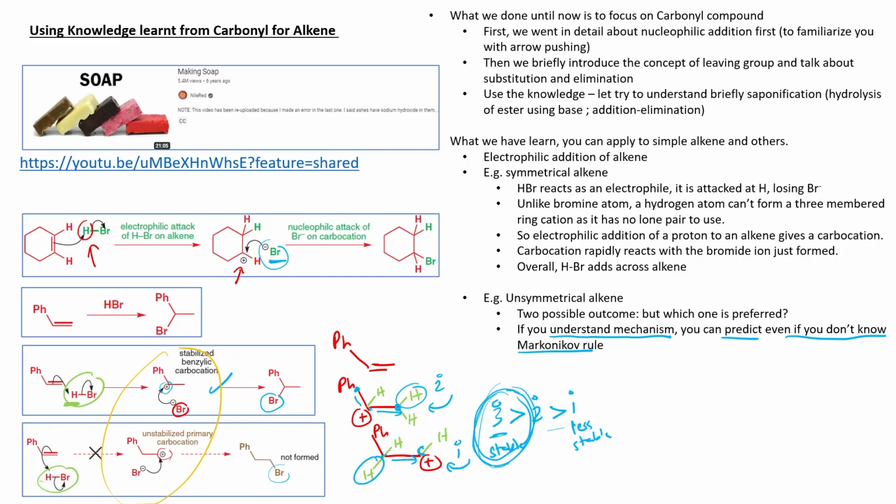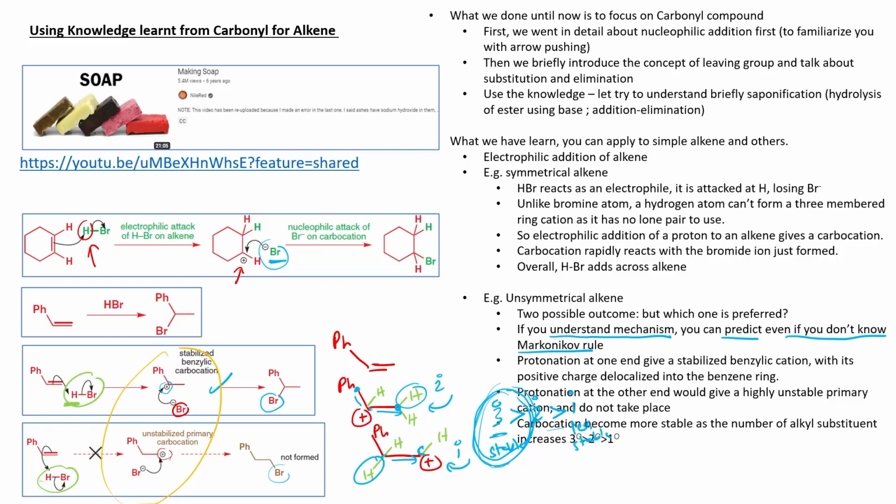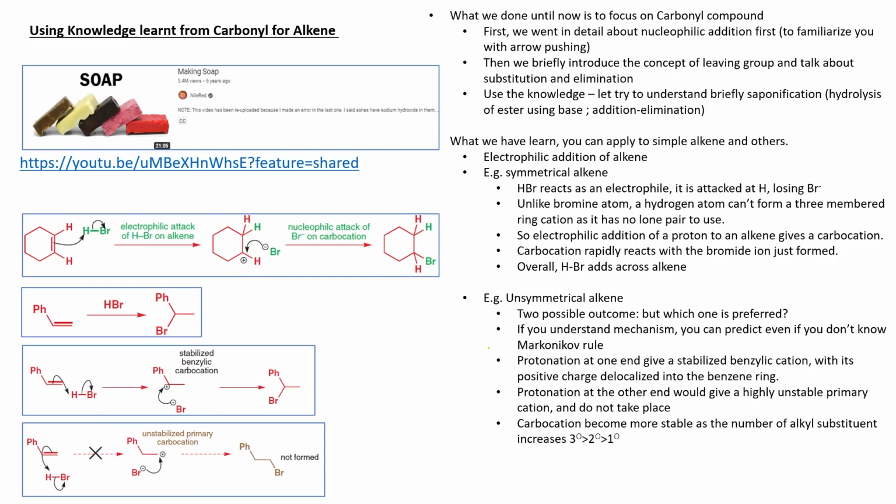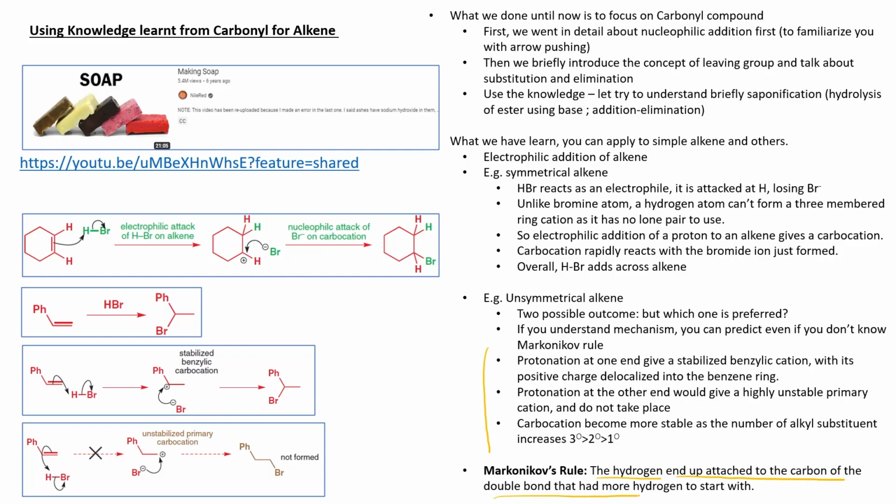That is the understanding behind the Markovnikov rule. But the Markovnikov rule is basically, you can read this. I mean, let me remove all the color first. You can read this thing. But the Markovnikov rule states the hydrogen ends up attached to the carbon of the double bond that had more hydrogen to start with. Because for example, you have this thing, you have phenyl here, and then you have hydrogen.